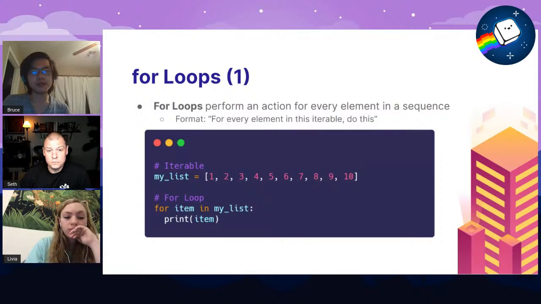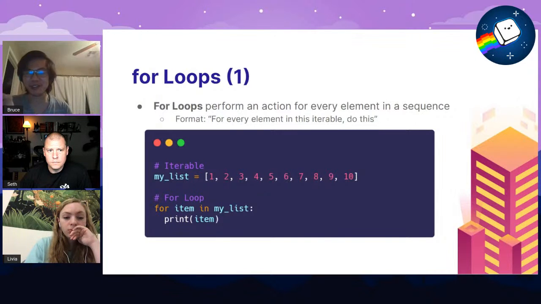A for loop performs an action for every element in a sequence. And the format goes like this. For item in my list. What does this mean? It means we have some iterable here, which in this case is a list called my list. What is an iterable? All you need to know about an iterable is that the computer can make sense of the idea that there is one element and then the next element and then the next element. There's some inherent order to it.